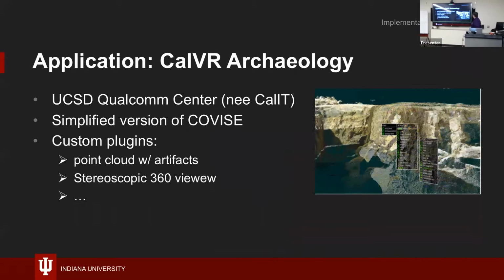One from the University of California, San Diego is this one that uses the program called CalVR, and specifically here an archaeology app. CalVR actually takes plugins, so you can have a point cloud viewer, you can have a 360 stereo viewer. It's kind of a simplified version of CoVis, which we'll talk about in a moment, which comes from Germany. And so again, this one has both point clouds and artifacts, so you can measure where artifacts were found, but it's all custom written for archaeology.